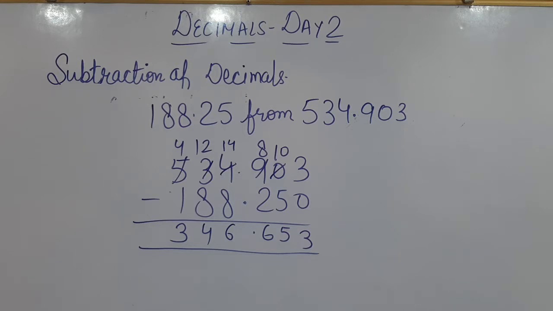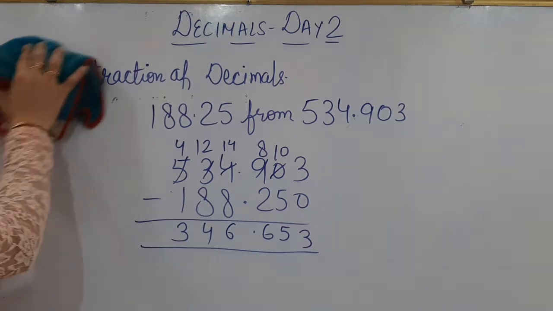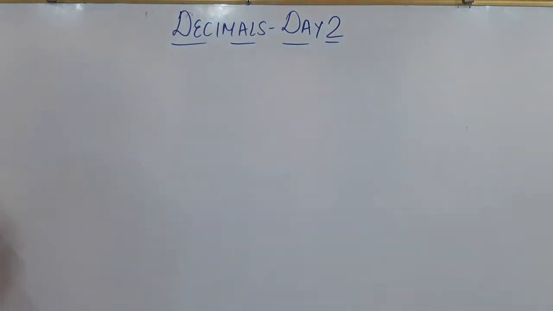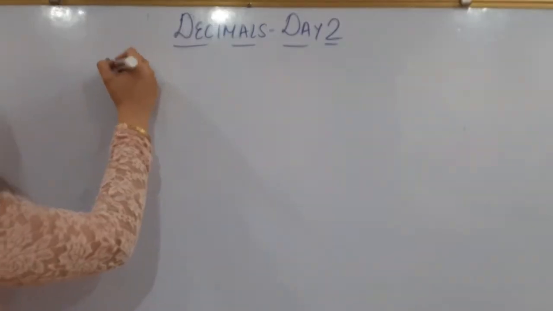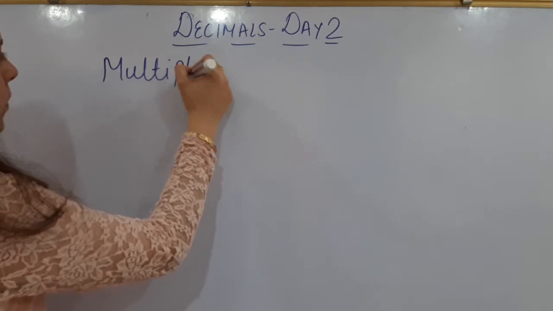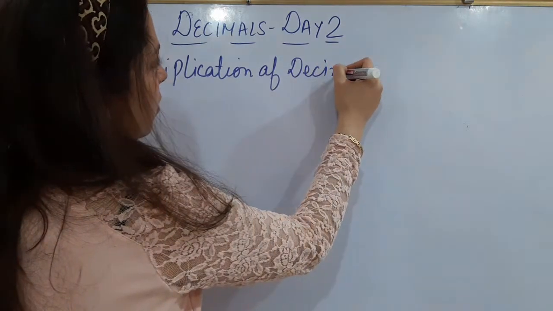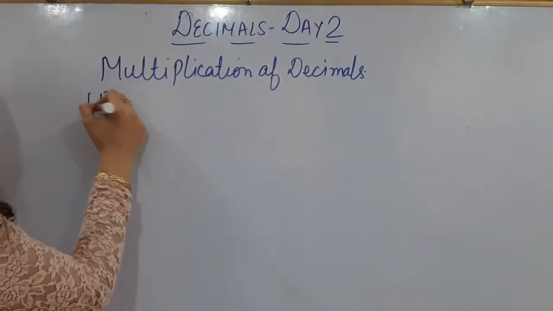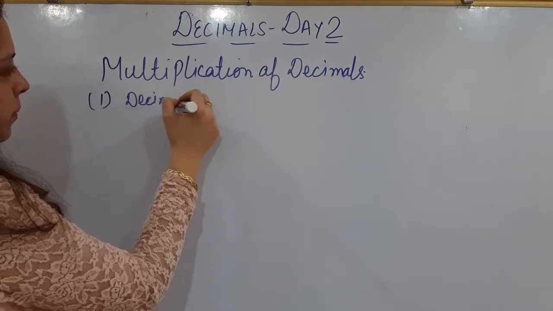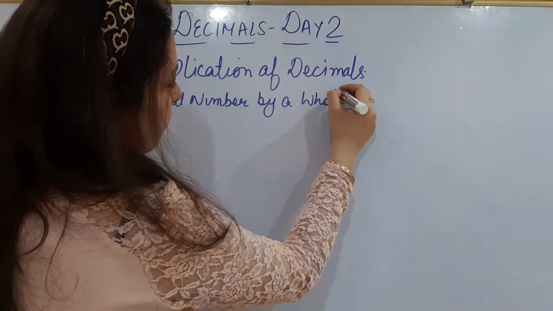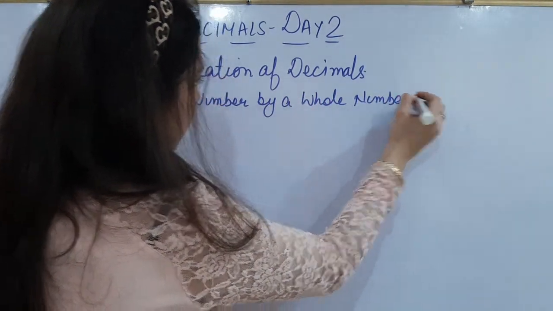So first we'll do multiplication with a decimal part by a whole number. Let's see how we will do this. So next is multiplication of decimals. First we'll do decimal number by a whole number. So let's consider an example.